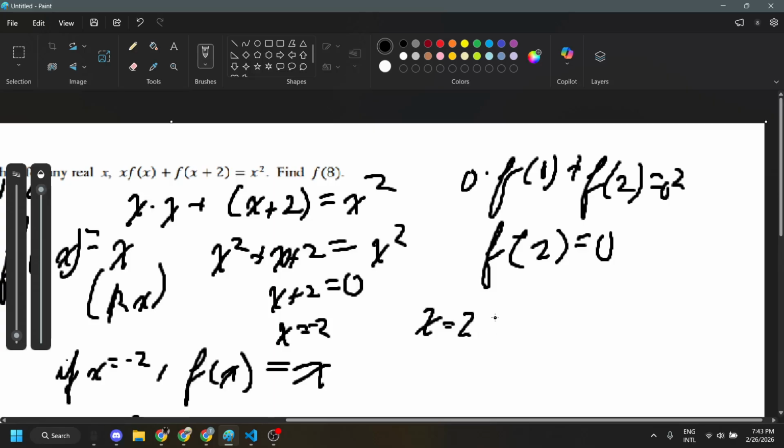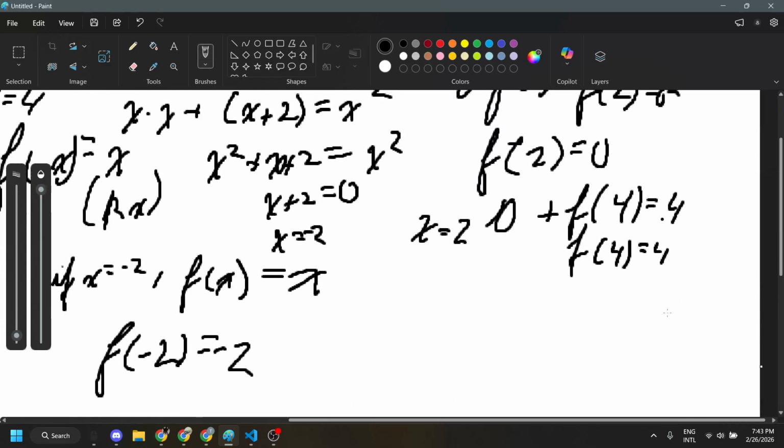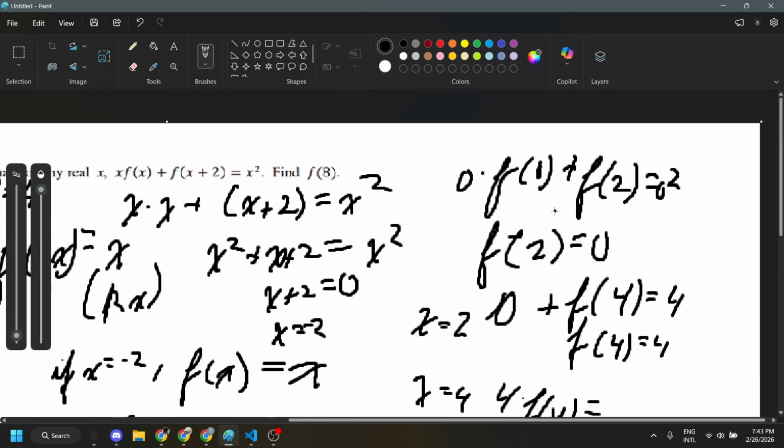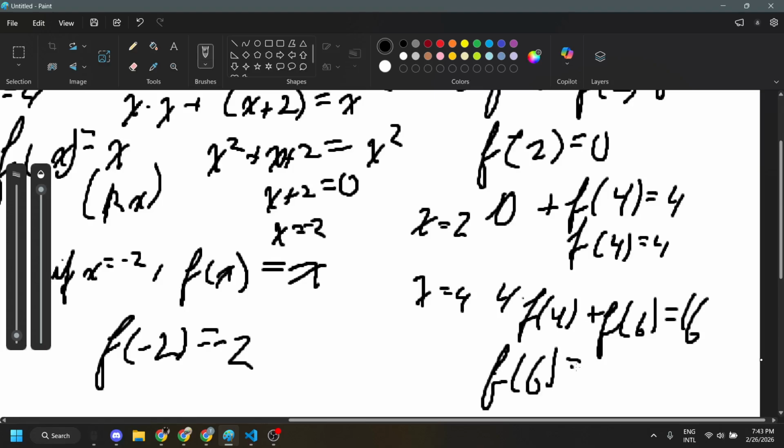x equals 2. Then we get 0 plus f of 4 is equal to 4. So f of 4 is equal to 4. Continuing on, x is equal to 4. Now it's interesting. 4 times f of 4 plus f of 6 is equal to 16. Subtracting from both sides, we get f of 6 is equal to 0.